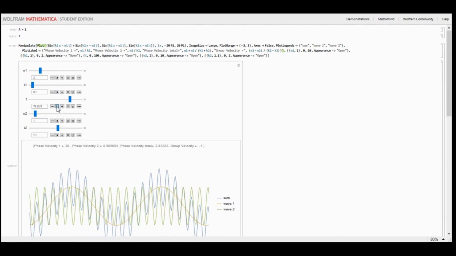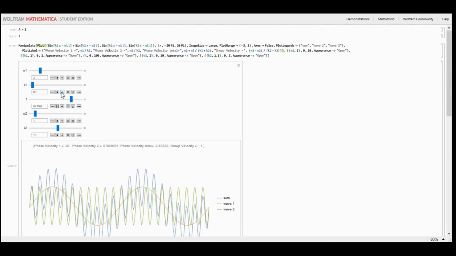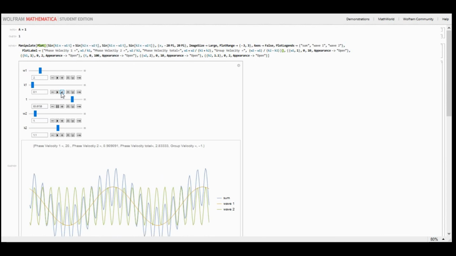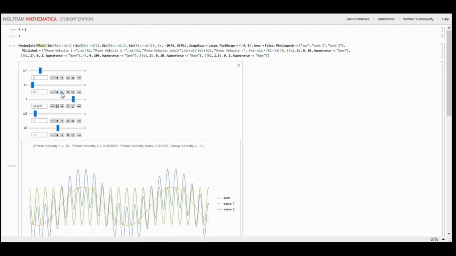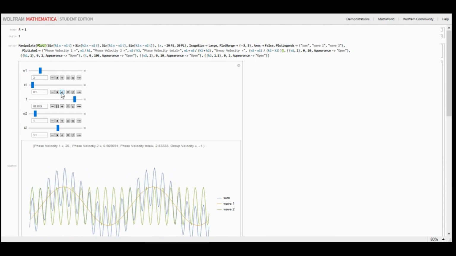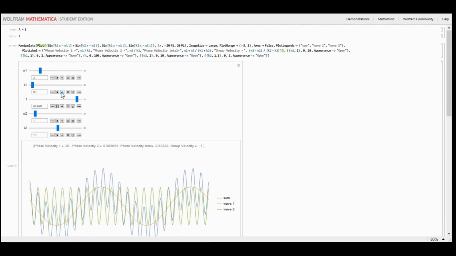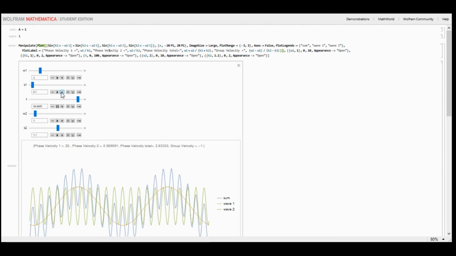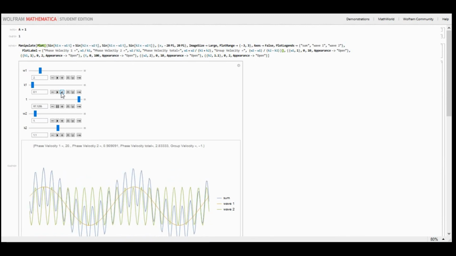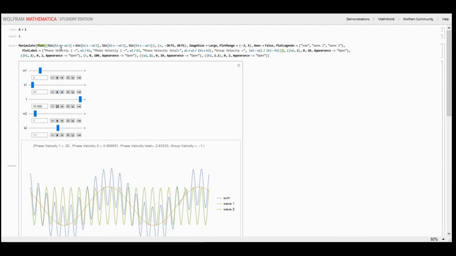Anyways, that's just a little bit on the behavior of group velocity and phase velocity for the case of two waves. Now we start to see some more complicated but more interesting behavior when we have many waves. And I'll talk about that in the next video.